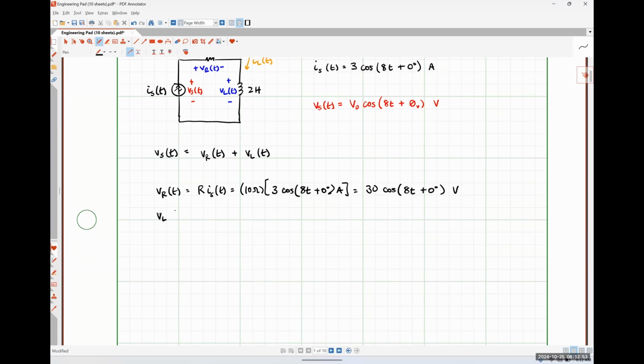For our inductor voltage, things are going to get a little bit more difficult because we have a calculus-based relationship, right? So the voltage drop across an inductor is given by L times the derivative of the inductor current, which is just IS of t in this case. So that's going to look like 2 henries, where a henry is a volt second per ampere, times the derivative of that 3 cosine 8t plus 0 degrees amps. So how do I take the derivative of a cosine function? Remind me, I'm an old man.